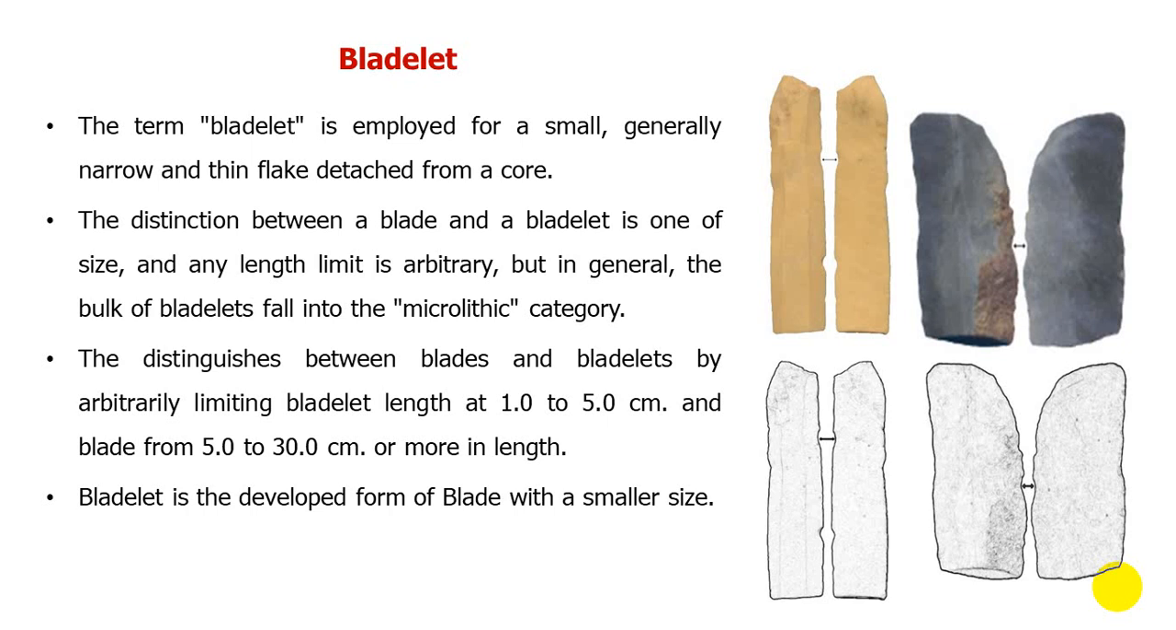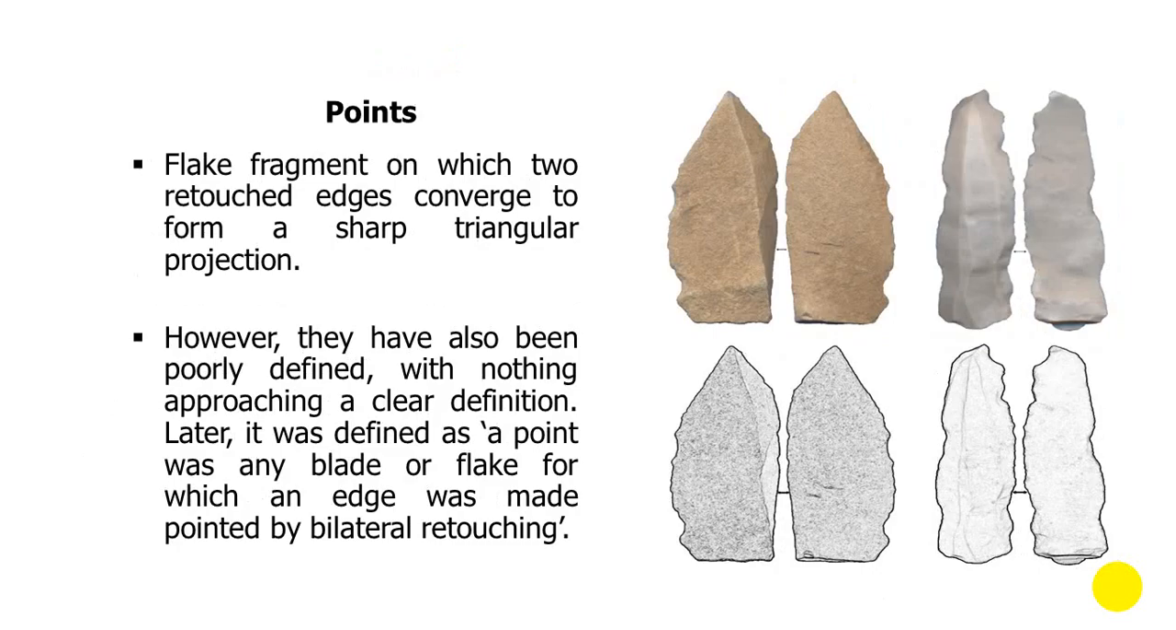The distinction between blades and bladelets is made by limiting bladelet length at 1.0 to 5.0 centimeter and blade from 5.0 to 30.0 centimeter or more in length. Bladelet is actually the developed form of blade with a smaller size.